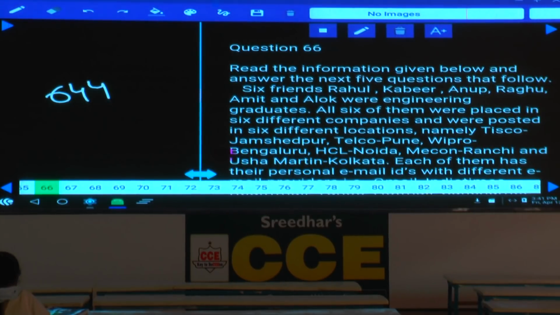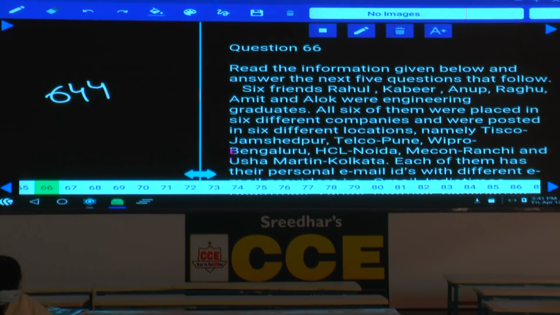Now in this 644, question number 66 to 70. Now these 5 are based on distribution, isn't it? Now how many persons are there? There are some 6 friends. Rahul, Kabir, Anup, Raghu, Amit and Alok were engineering graduates, and all 6 of them were placed in different companies and were posted in different locations.